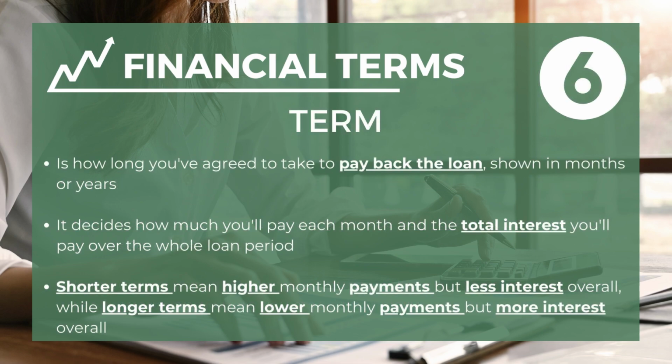And the last term is term. The term is how long you've agreed to take to pay back the money, shown in months or years. Knowing the loan term is important because it decides how much you'll pay each month and the total interest you'll pay over the whole loan period. Shorter terms mean higher monthly payments, but less interest overall, while longer terms mean lower monthly payments, but more interest overall.